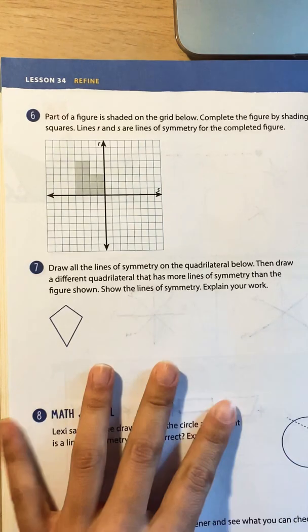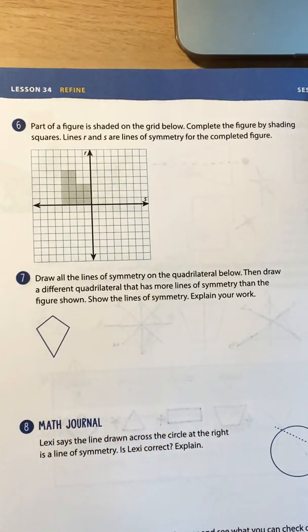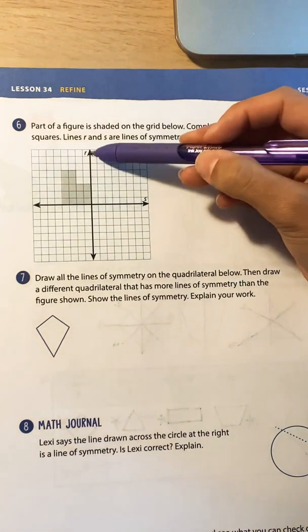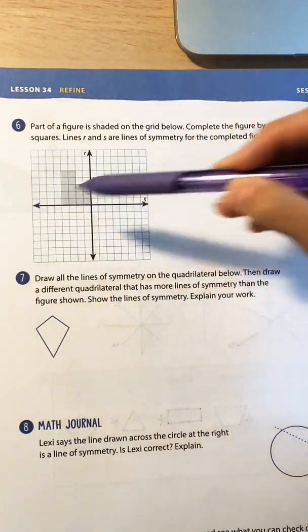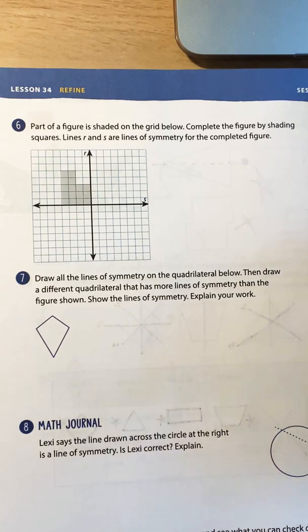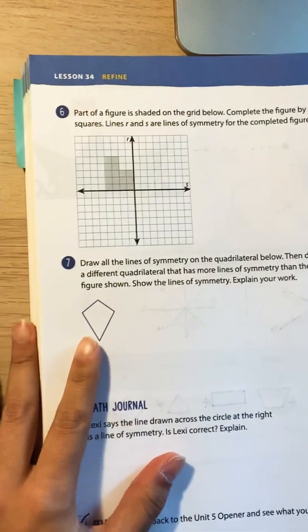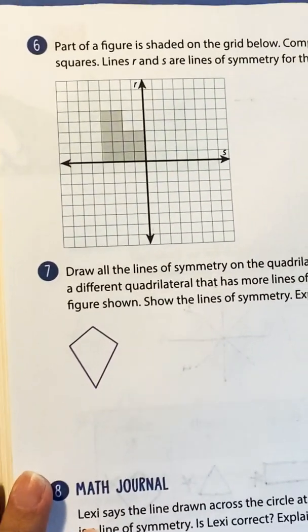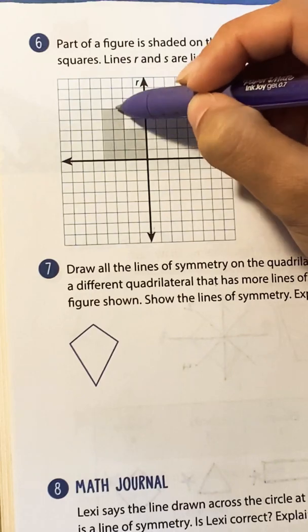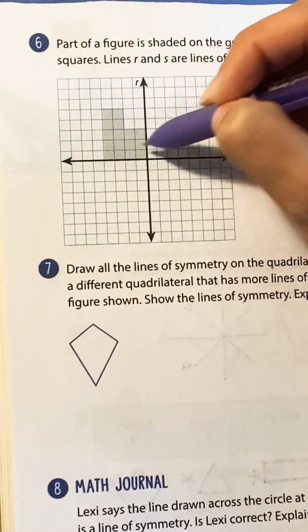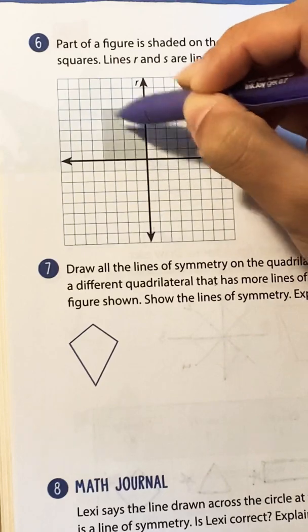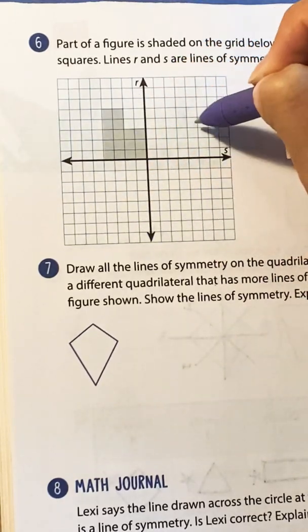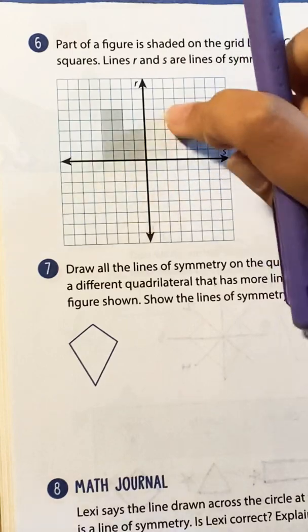But 6 says, part of a figure is shaded on the grid below. Complete the figure by shading squares. Lines R and S are lines of symmetry for the completed figure. Okay, so these problems are always so confusing, but they're kind of my favorite. So if I zoom in a lot on the grid, the figure is not just this. Okay, you see that gray part, how it's darker? That's not the completed shape. The completed shape is all the way over here somewhere, but they need us to draw these quadrants of it.